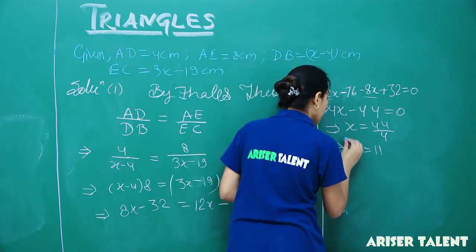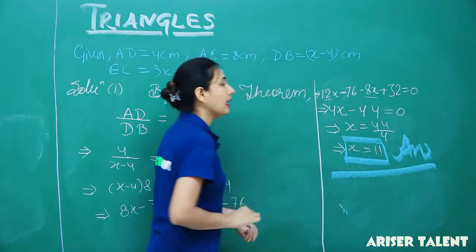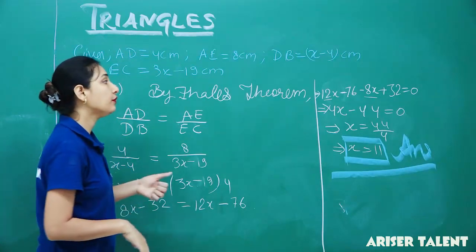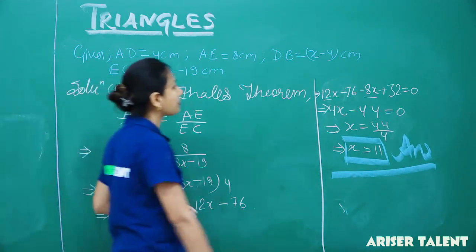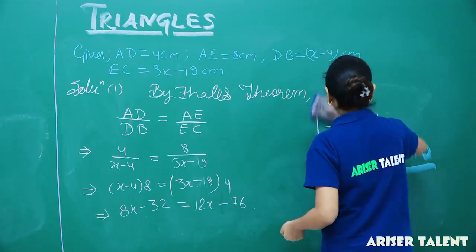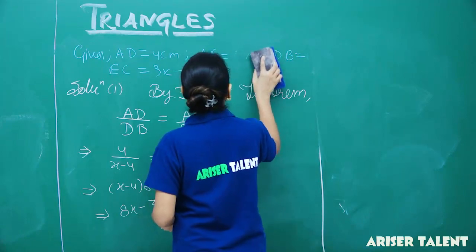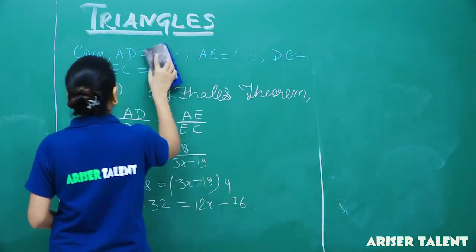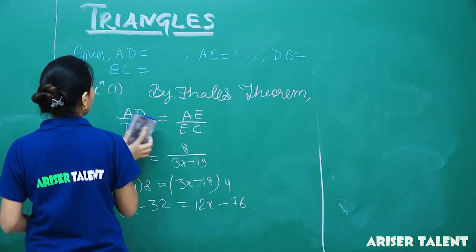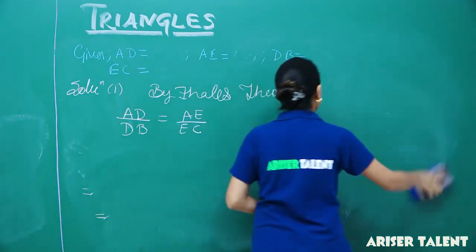So this will be your answer, x equals to 11 in the first part. Note it students, I am going to rub this part. Okay. Now coming to the next part. Right? We will solve the next part here now.